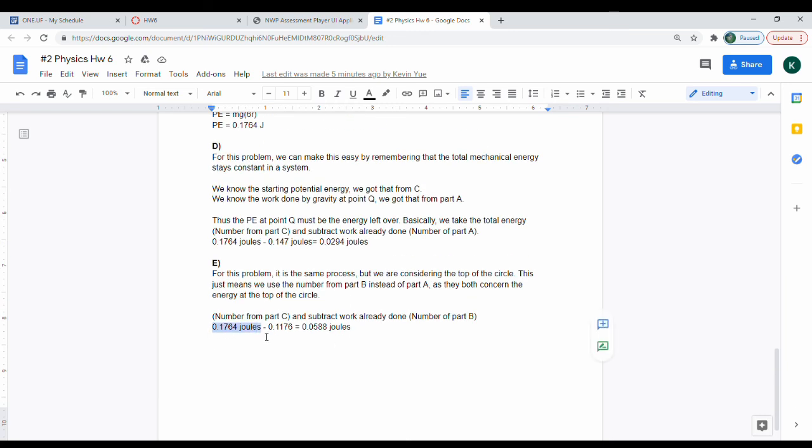You take your total potential energy, minus in this case B, which gives you the remaining energy. That's because the change in work plus the potential energy equals the total potential energy, or the mechanical energy it's called. And the change in work is just kinetic energy. So that's how you tackle this.